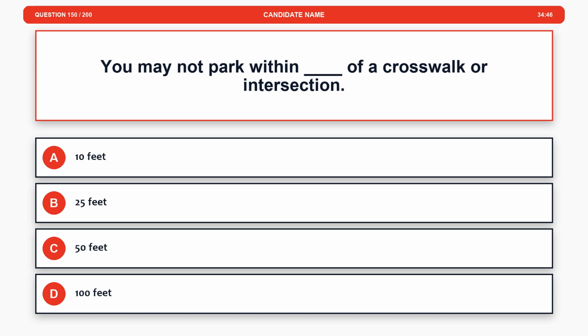Question 150. You may not park within blank of a crosswalk or intersection. Option A, 10 feet. Option B, 25 feet. Option C, 50 feet. Option D, 100 feet.